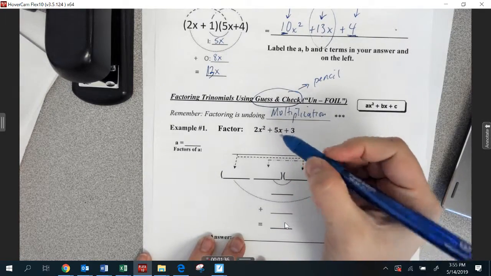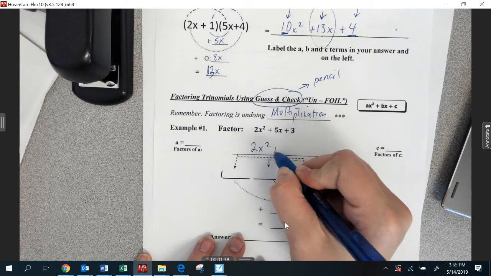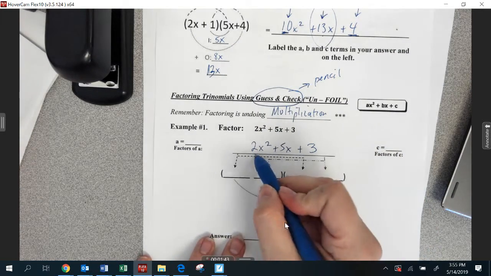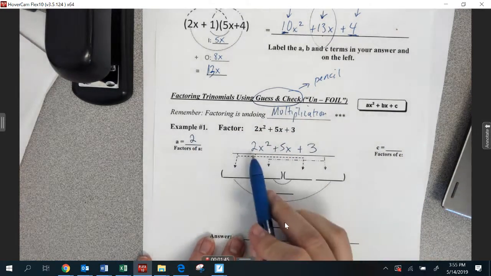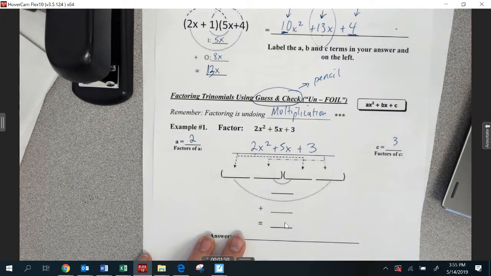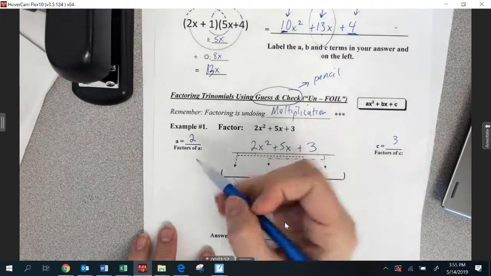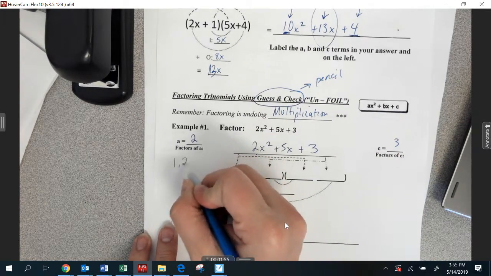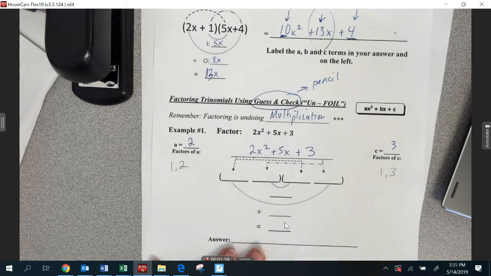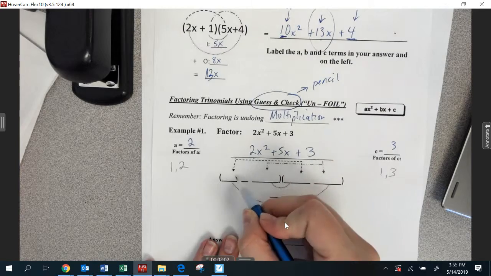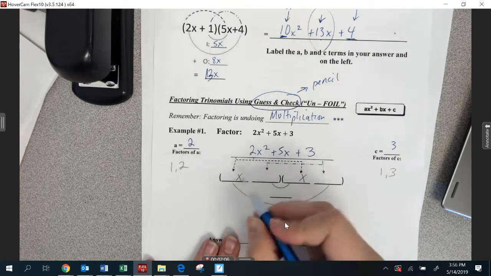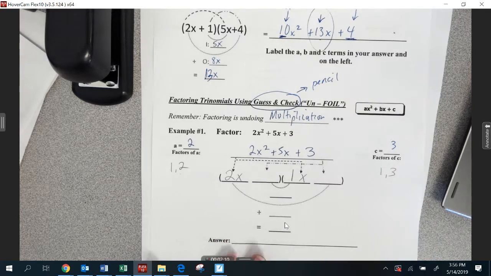All right, so here's my first problem that I'm going to do with you. I'm going to copy this down into this format here. I'm going to say my A value is 2, that's my first number, and my C value is 3. And this is where I'm going to switch to pencil. I'm going to say, okay, my factors of 2, well, that's just 1 and 2. My factors of 3, well, that's just 1 and 3. I know 2x squared, I'm going to need my x's, and my only factors of 2 are 2 and 1, so I'll go ahead and put those in.